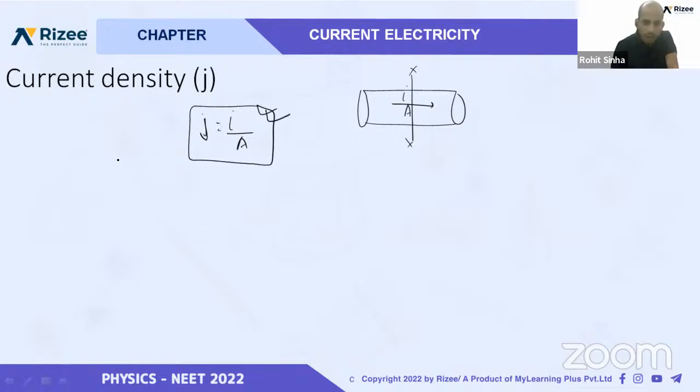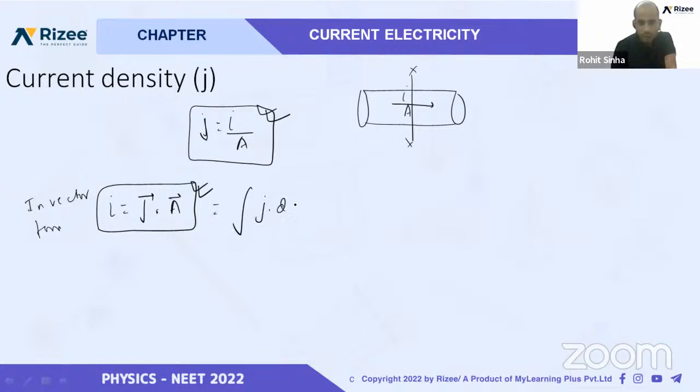So from here we can write, in vector form, current I is equal to J dot A. You should remember this also in vector form. Or we can write it as the integration of J dot dA. We can use it like this also. Okay, any problem for anyone? You can discuss with me.